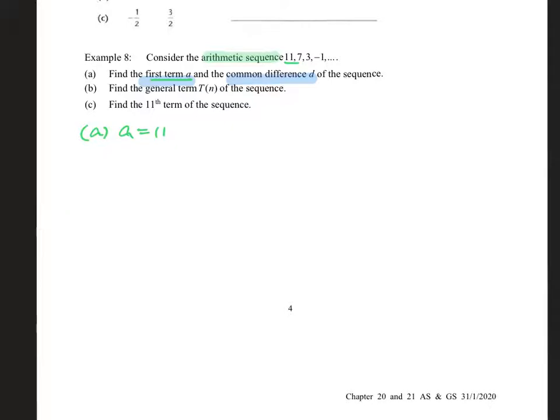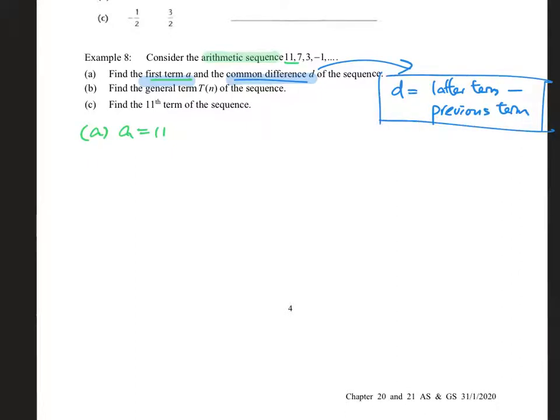But how to get the common difference d? You can use a very simple formula: d will be obtained by the latter term minus the previous term. And this is the way that we can find the common difference in formula. So what does that mean? It means you can pick any two numbers which are next to each other, for example 11 and 7. Then you have 7 minus 11 is minus 4. This is the common difference. You can pick another pair like 3 and 7. 3 minus 7 is minus 4 as well. So that's why the common difference will be minus 4. You can write the answer directly.